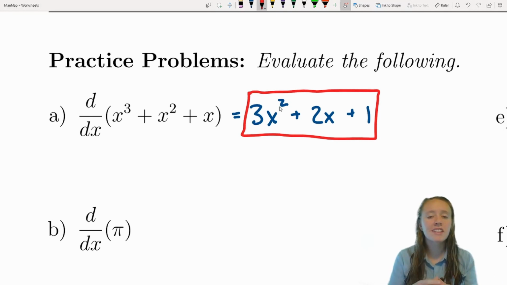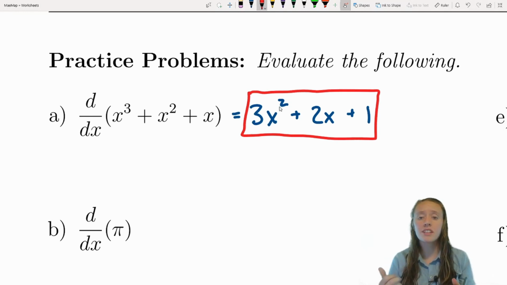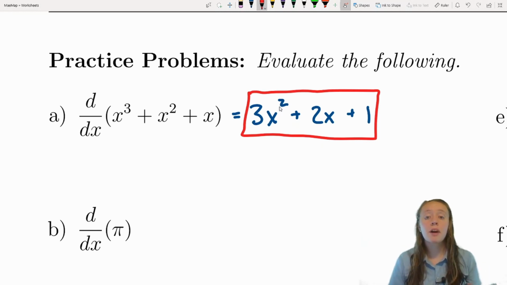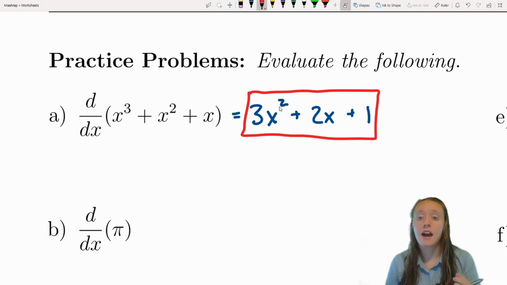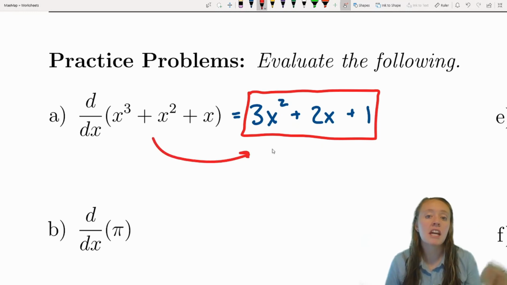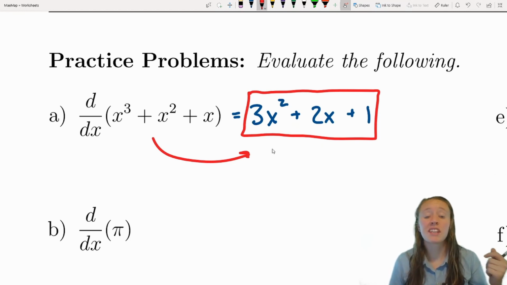Now just to think about this and tie it back to what we did in the previous example video, think about how long this problem would have taken me if I took the limit of f of x plus h minus f of x all over h as h approached 0. This would be fairly tedious, but we just found this derivative in under a minute. Whereas using the limit method, it would take a lot longer.